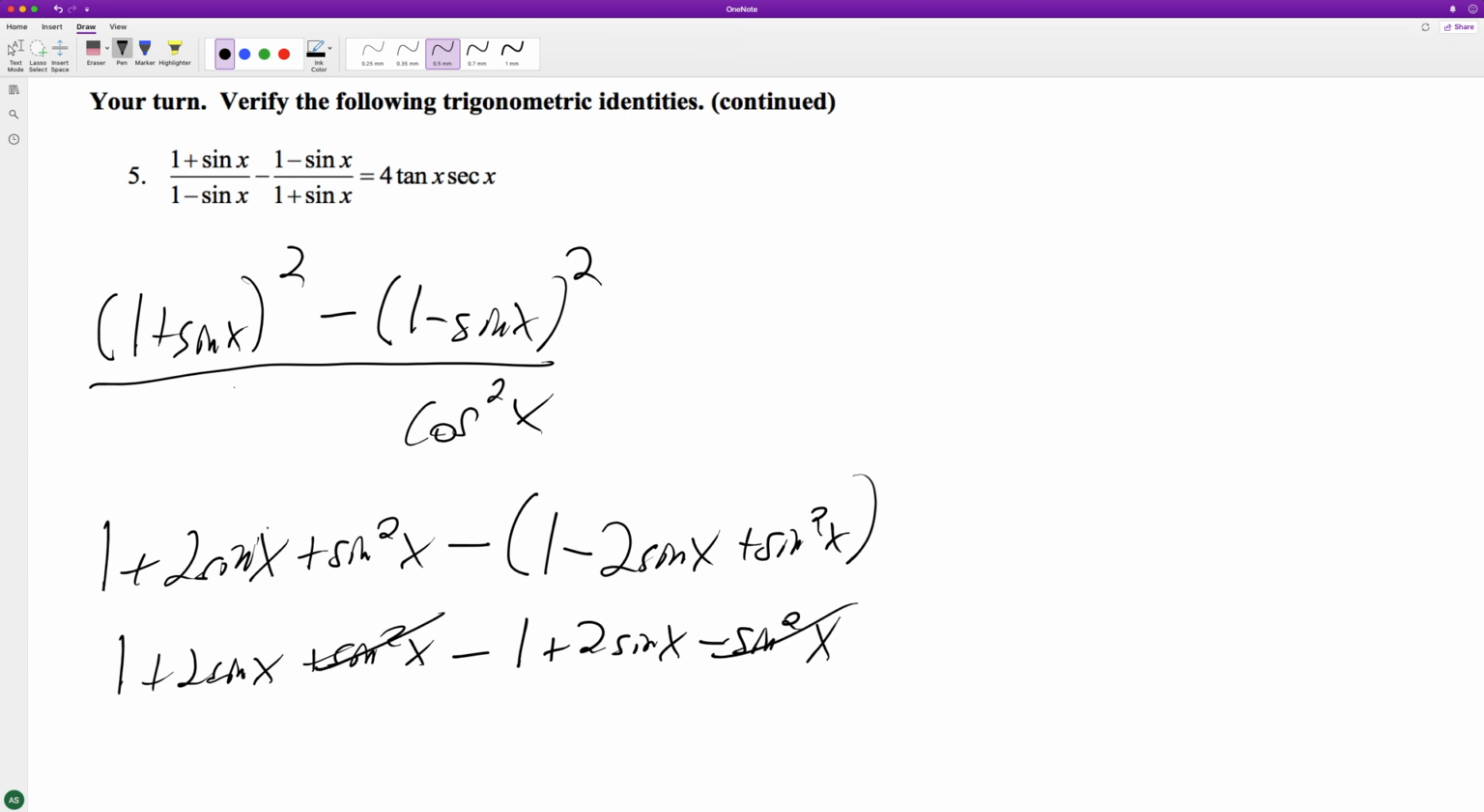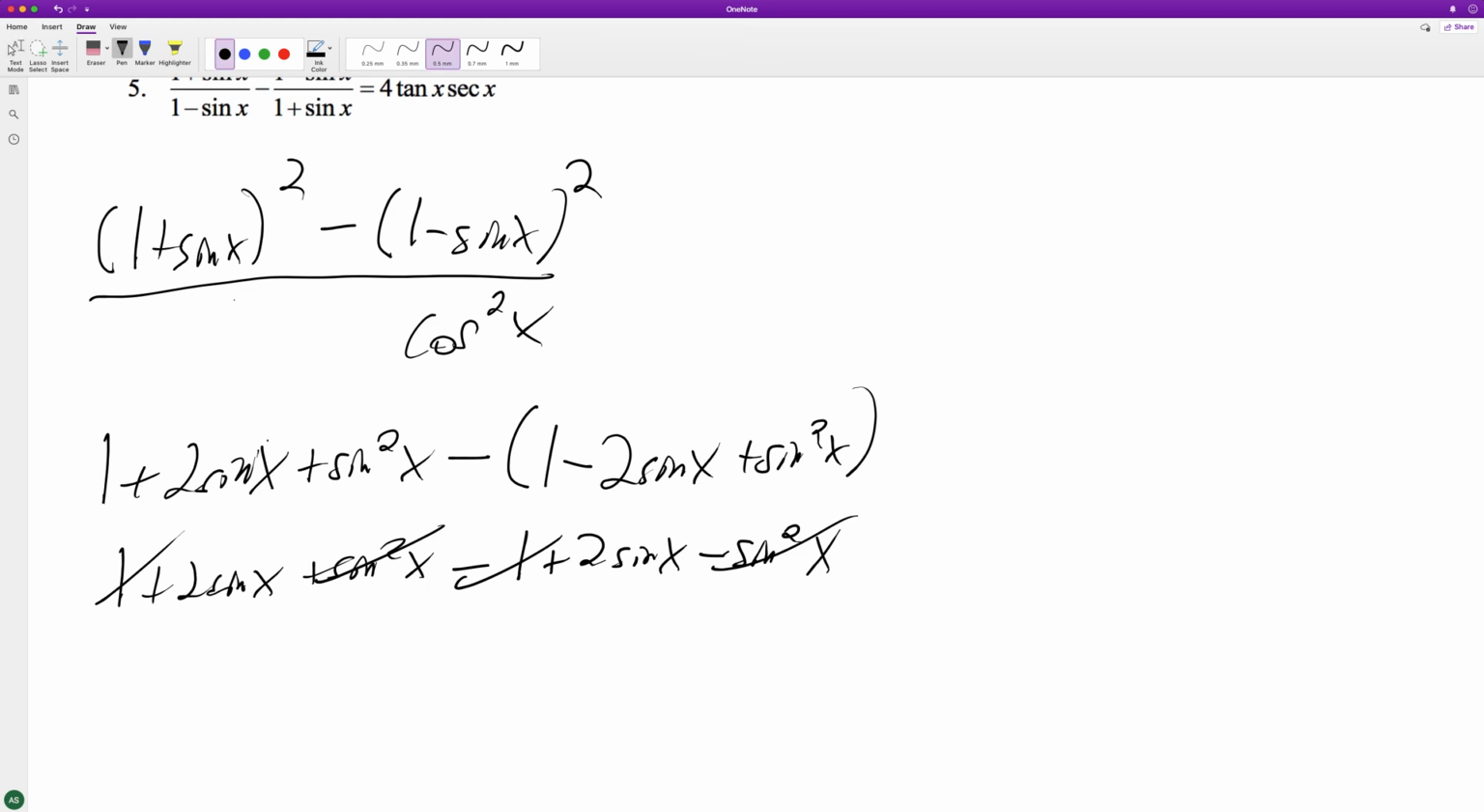Sine squared of x cancel out. The 1's cancel out. And we're left with 4 sine of x over cosine squared of x, or I'll break this down to cosine of x and then cosine of x. And the reason I did that is so we can break this down.